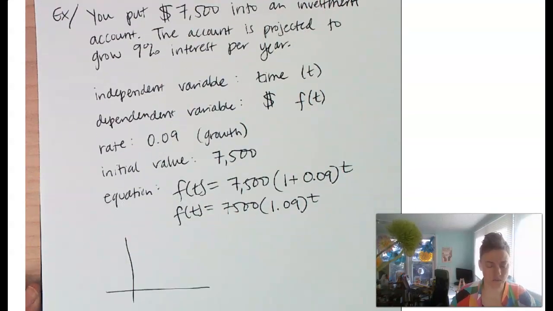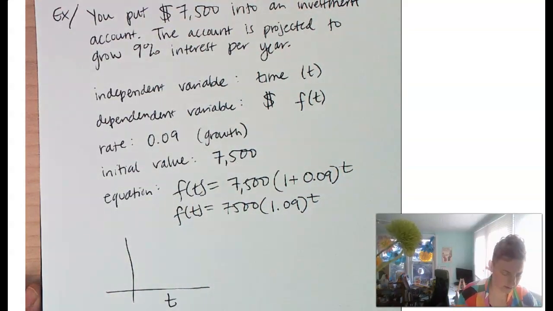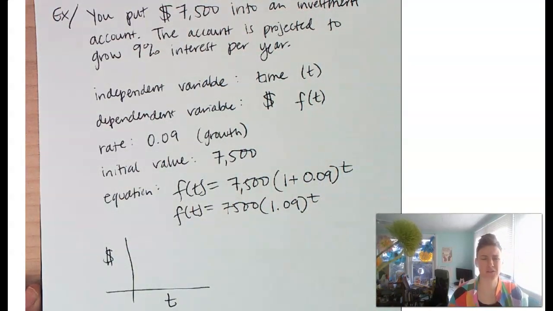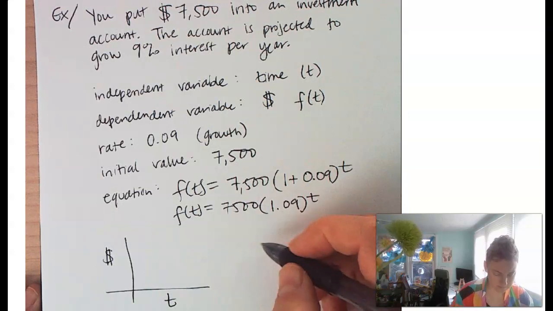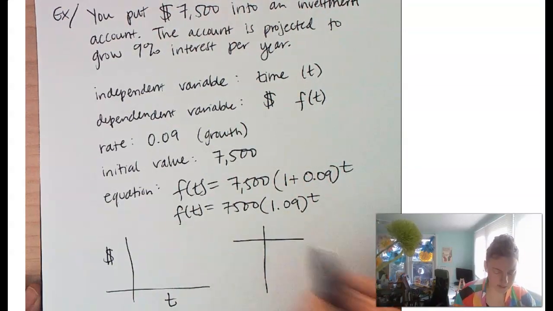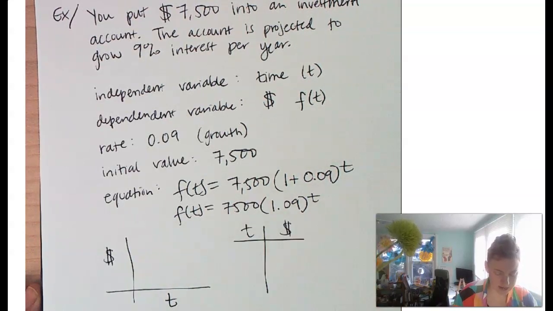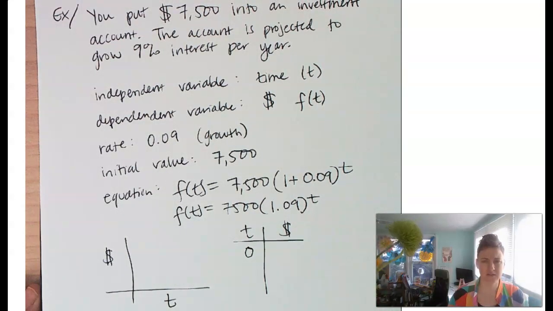Okay, we're going to do a quick sketch of this graph. Our x-axis is our independent variable, time. Our y-axis is our dollar bills. Let's put 3 points on this graph. So we'll make a quick table of time and dollars. At time zero, when we very first begin this investment, how much money do we have in the account?